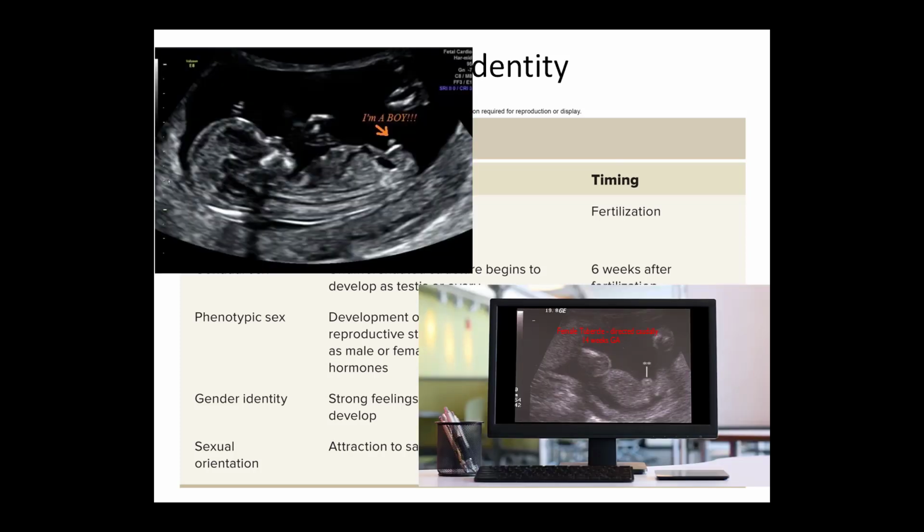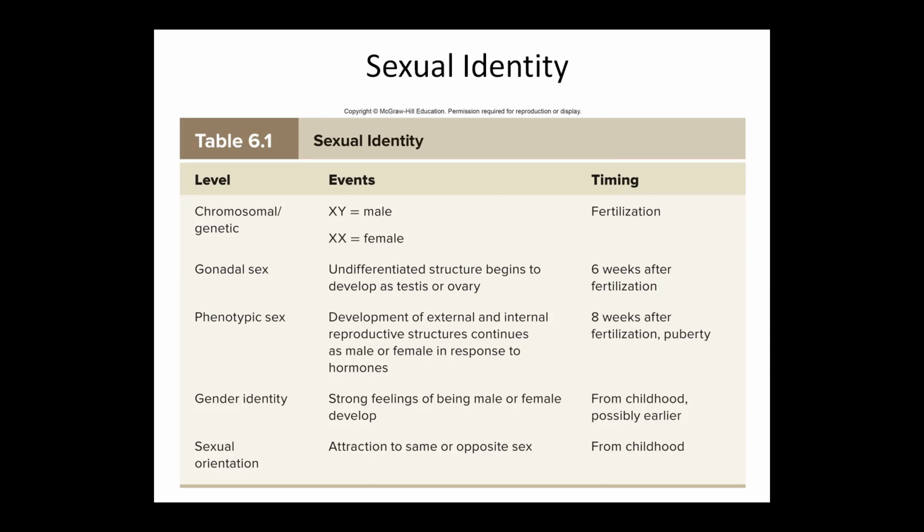And if you do an ultrasound around 10 weeks or 16, and then they usually don't do it at 10 weeks, they do it around 20 weeks, you would see the sex of the baby if you wanted to know the sex of the baby. And later on in puberty, this sexual development continues.